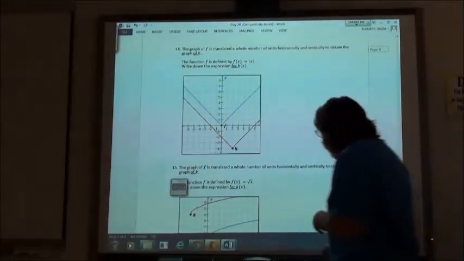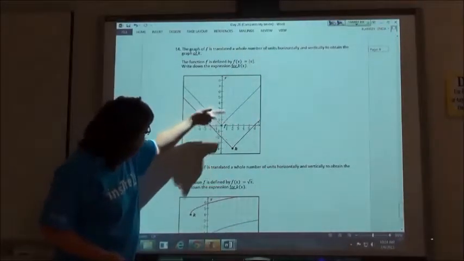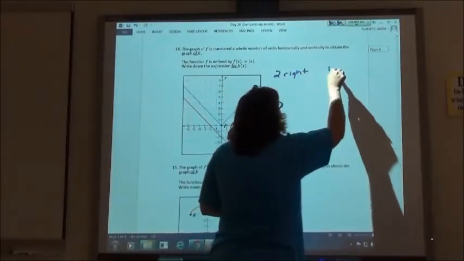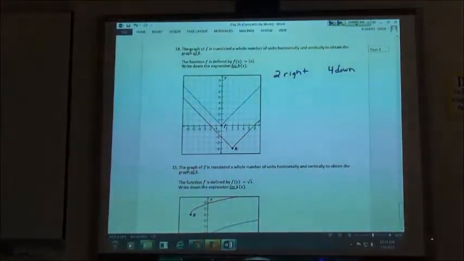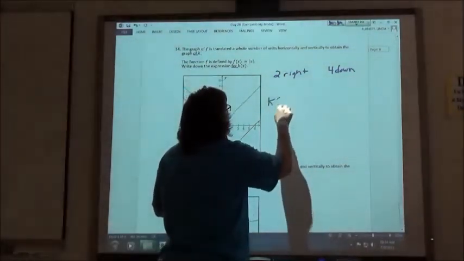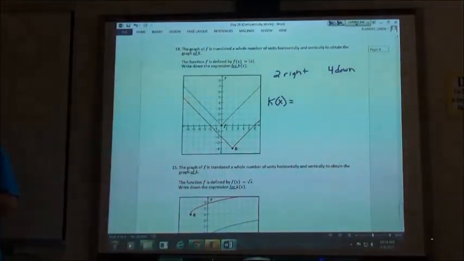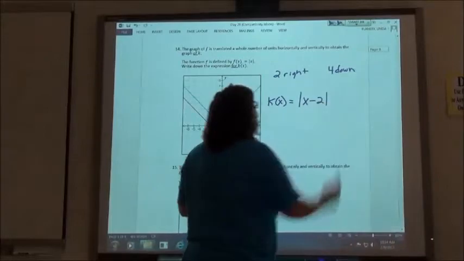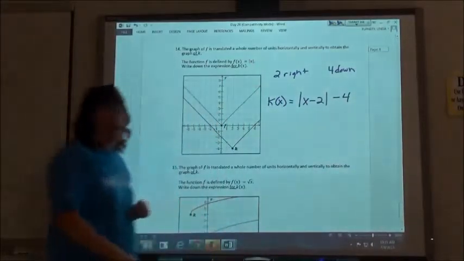So on number 14, they have your absolute value function. That one's going to move over 2 to the right and 4 down. So if I'm going to show my new graph for my absolute value function, what would that look like? K of x equals, and around the x minus 2 I would have the absolute value symbols. So the absolute value of x minus 2, that moves it 2 to the right, and then the 4 down, minus 4.